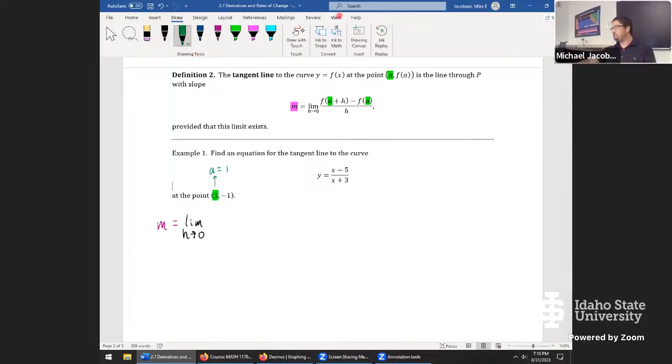Okay, now that we have that, we just know what's going on right here. It's f at 1 plus h minus f at 1. So let's write that in. F at 1 plus h minus f at 1. And this is a limit, all divided by h.